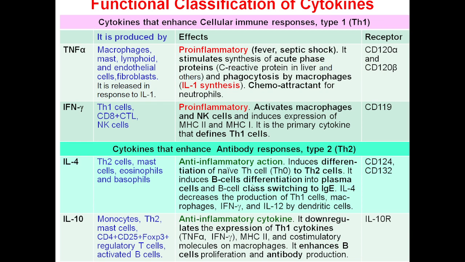It induces B cell differentiation into plasma cells and B cell class switching to immunoglobulin E. It means T helper type 2 stimulates replication of activated B cells and transformation of their progeny to plasma cells producing antibodies. Among antibodies, interleukin 4 supports synthesis of immunoglobulin E more actively than others.